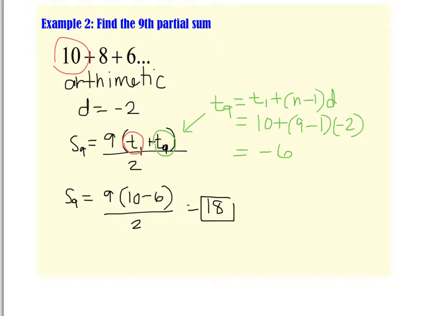Now you may be thinking, I could have just come up with the first 9 terms and added them all up. Totally true. 9's not that much. This formula is particularly nice for, what if I said add up the first 100 terms? Well, you're not going to do that by hand. You're definitely going to go straight to the formula.